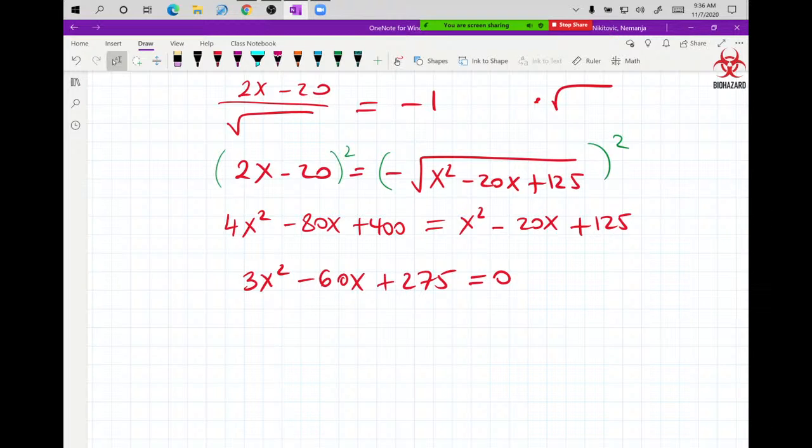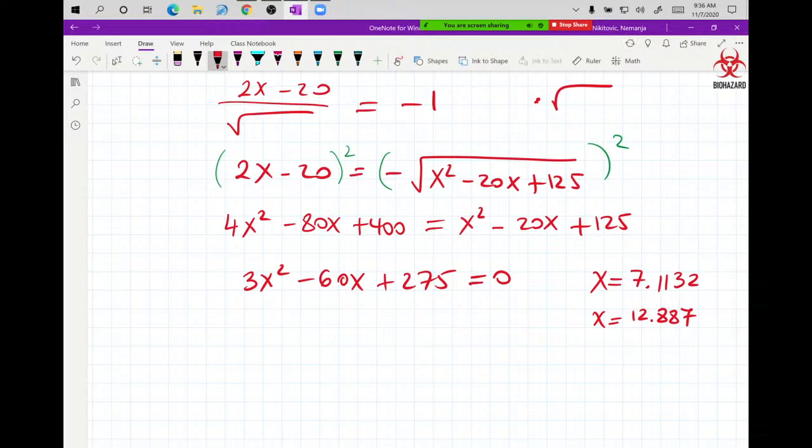Minus 60x plus 275, and x equals, I need approximate form, there we go. So x equals 7.132 or x equals 12.887.